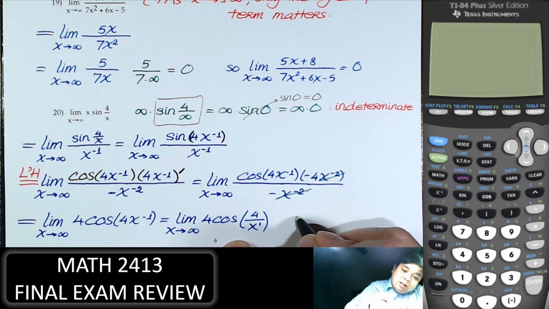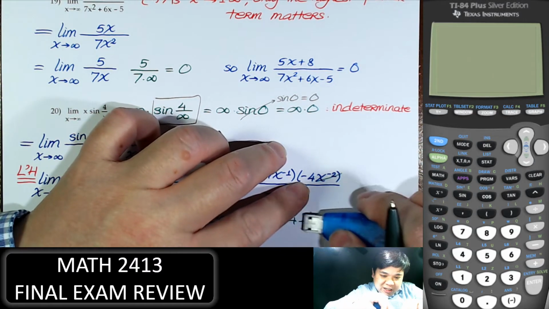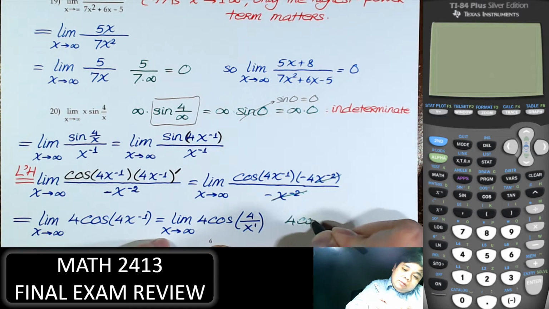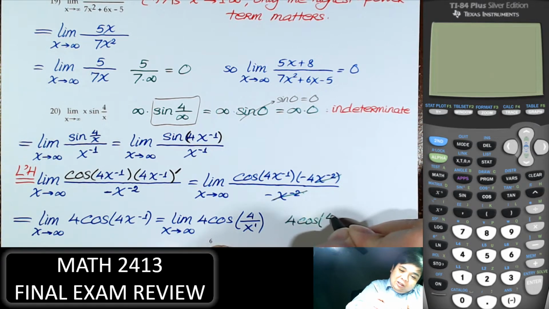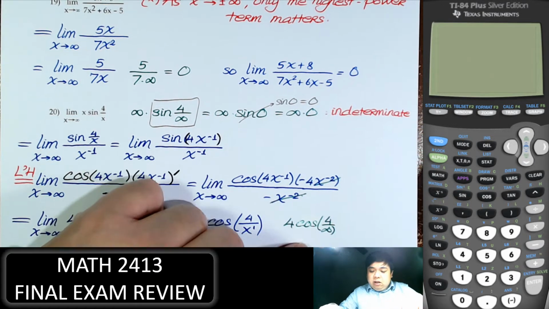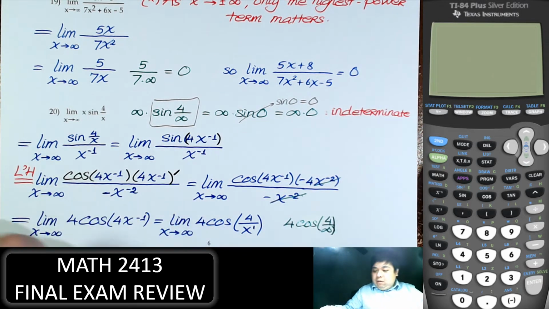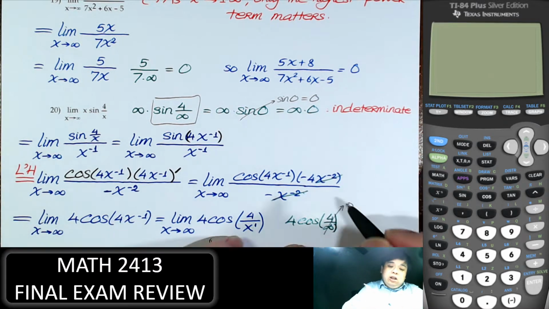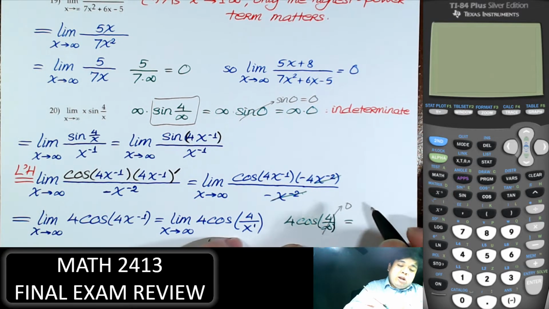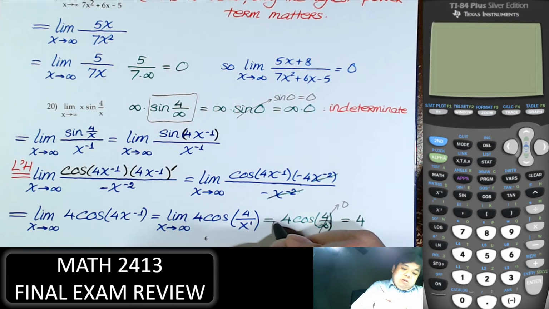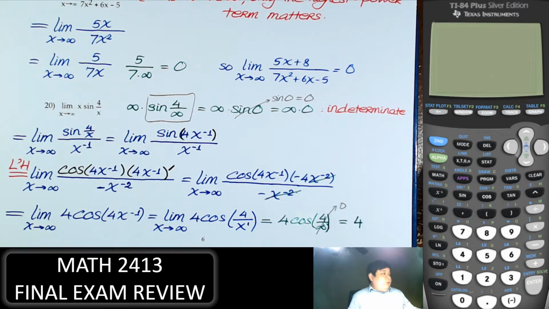Infinity into x. Our 4 divided by infinity, finite divided by infinity, so that one goes to 0, and cosine of 0 is 1. So we have 4 times cosine of 0, 4 times 1 is 4. It is a defined number, so we make it equal to it. So the limit is equal to 4.